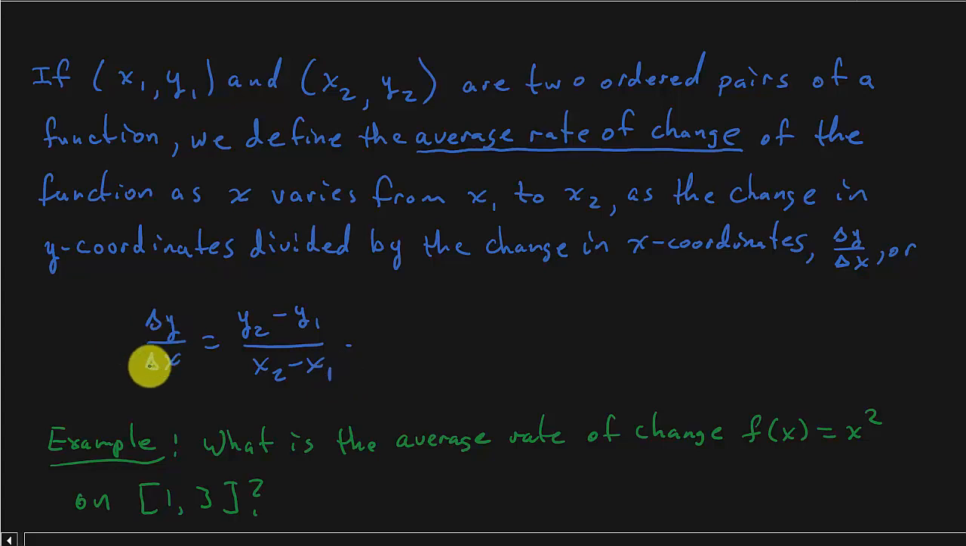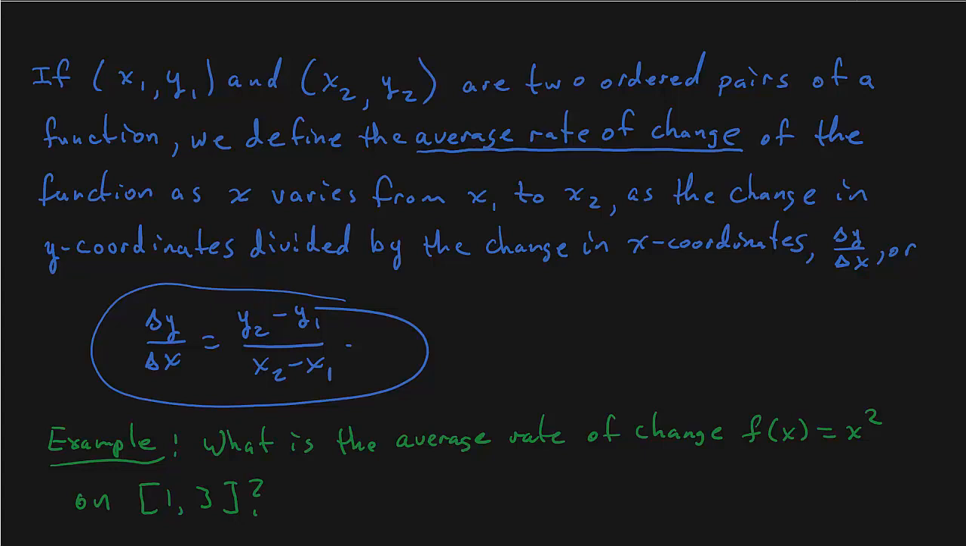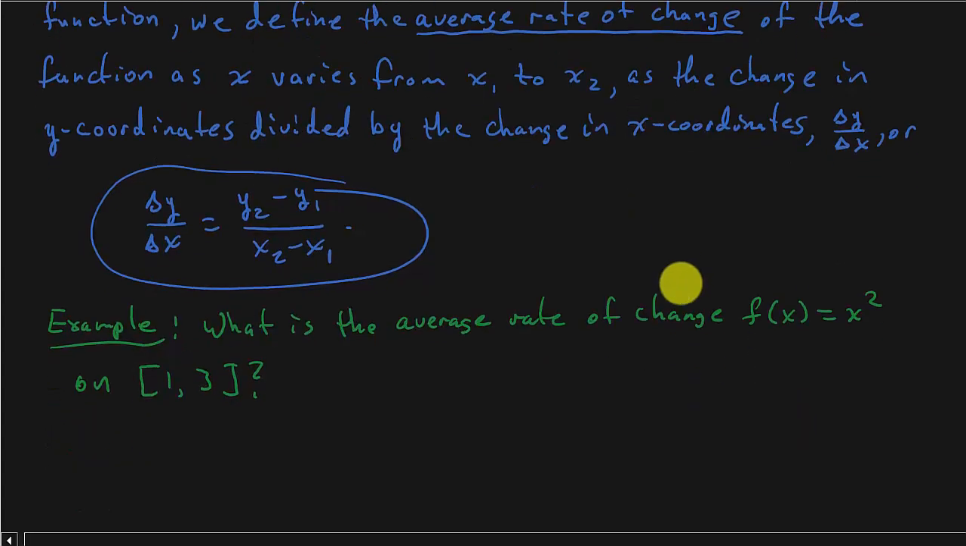And this right here is just the delta symbol. It's like a triangle. That just means the change in y. So the change in y over the change in x. And this right here is pretty important. You may recognize it from slope. Okay, slope of a line.